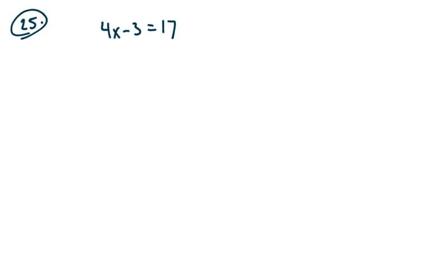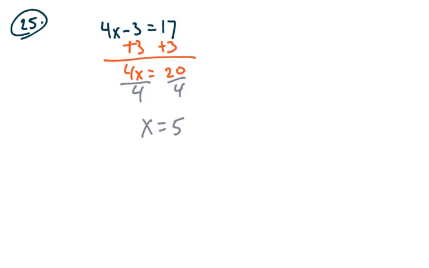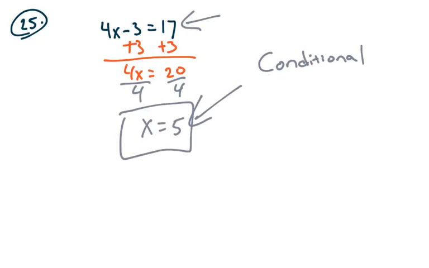Okay? Let's try 25. So stop the video and try it real fast. And hopefully you've done that. How do we go about solving this? Well, we just need to put the numbers together. So we'll get 20 equals 4x. Divide through by 4. And x is 5. So this is a typical problem, and what we really say is that this is the conditional case. The conditional case is this statement here, 4x minus 3 equals 17, is true on the condition that x is 5. In all other cases, it is not true.